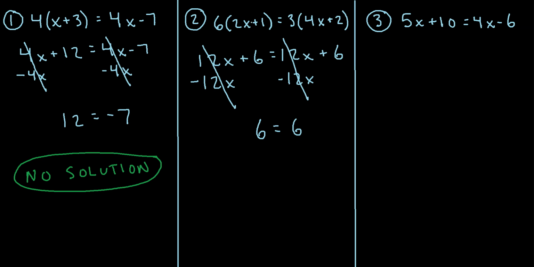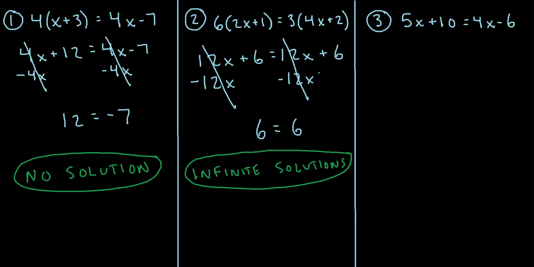Or in other words, you can plug any value in for x, and this original equation is going to be true. So for example, you could plug in a 0 for x, you could plug in a 1, a 2, a 3, a 4, any number you want, and this original equation will be true. So there's an infinite number of solutions for x. So we'll write infinite solutions as our answer here. All right, let's check out number 3.